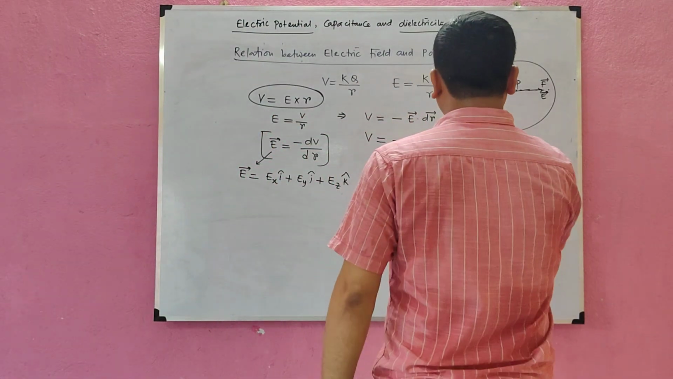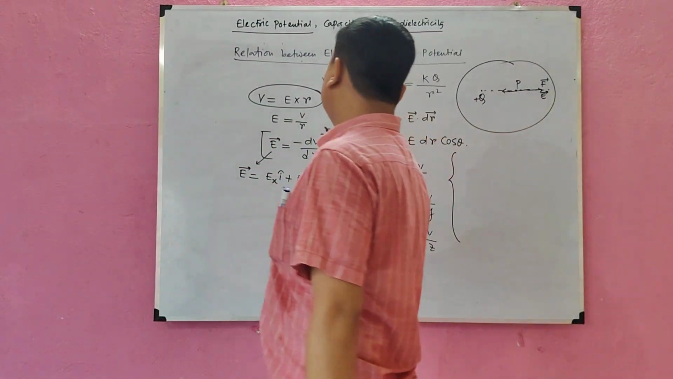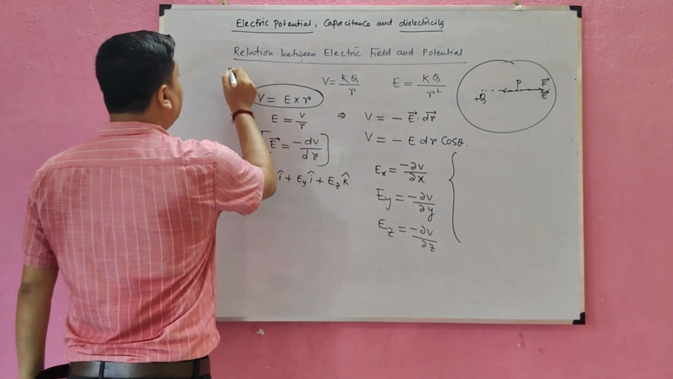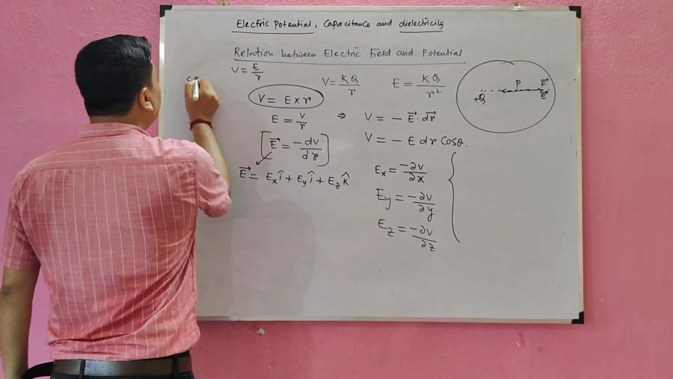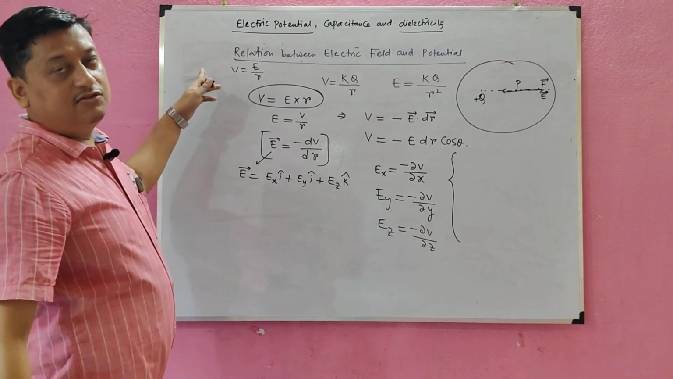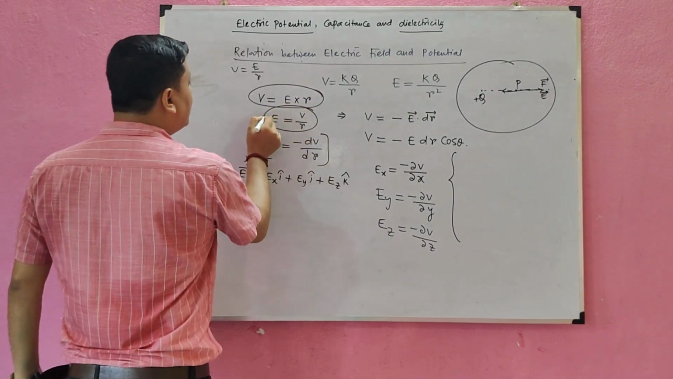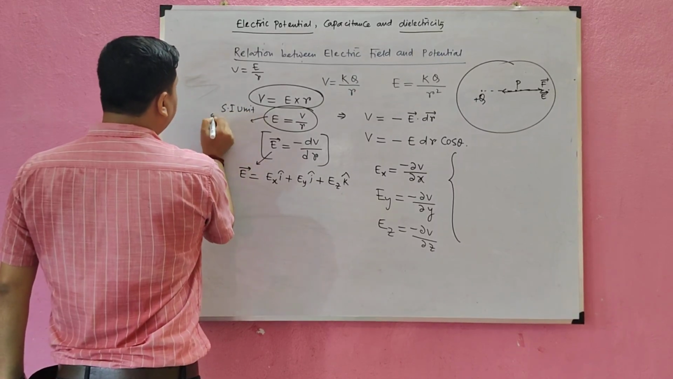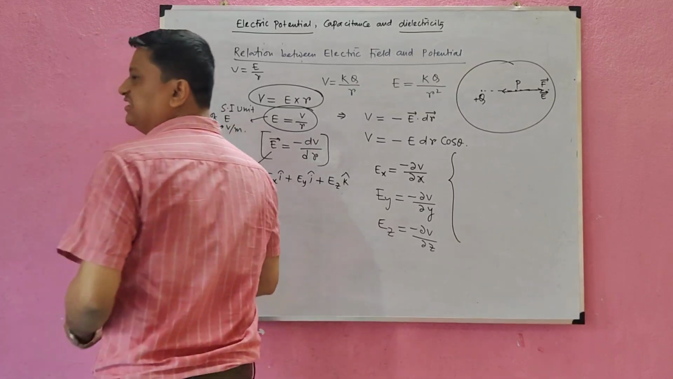Suppose I am giving one numerical from here. One thing, what is the unit of potential? From this you can say that potential equals E by R. So what is the SI unit here? The SI unit of V is volt. And what is the SI unit of E? E equals V upon R, so the SI unit of E will be volt per meter.